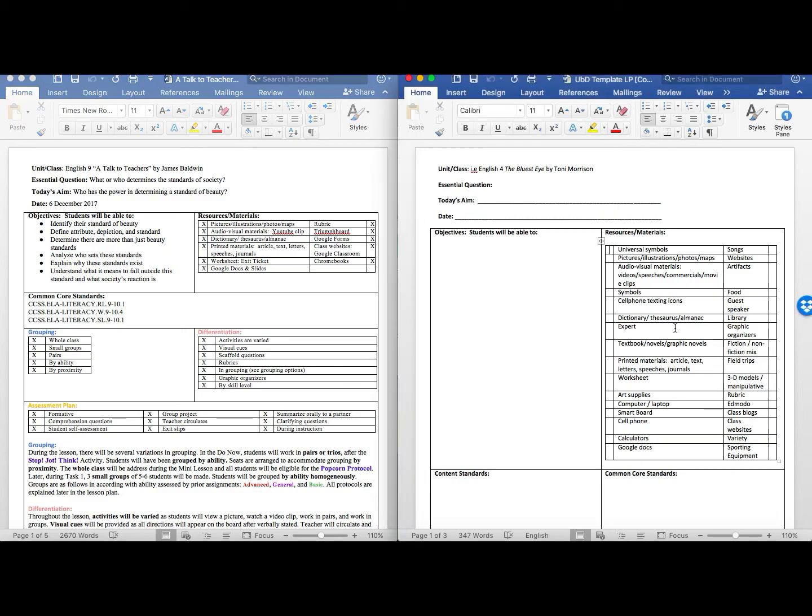But you really need to consider when you're planning your lesson, what are going to be the necessary components that I'm going to need? What are the necessary resources and materials that will make up my classroom? What am I going to be relying on as my lesson continues? So here we have on the left-hand side pictures, illustrations, audio-visual, YouTube clips, dictionaries, printed materials, worksheets, Google Docs, right?